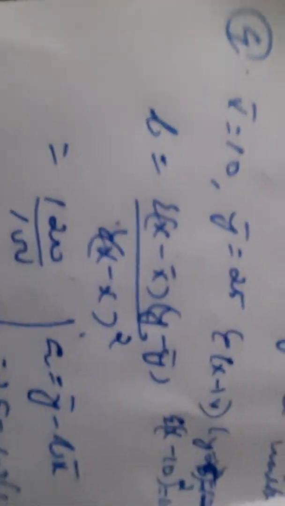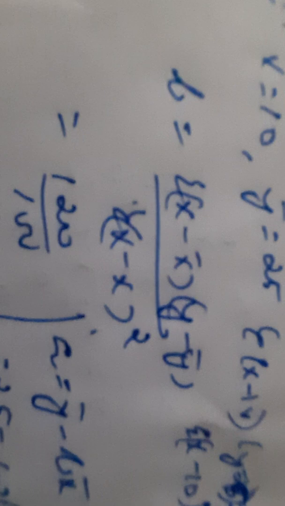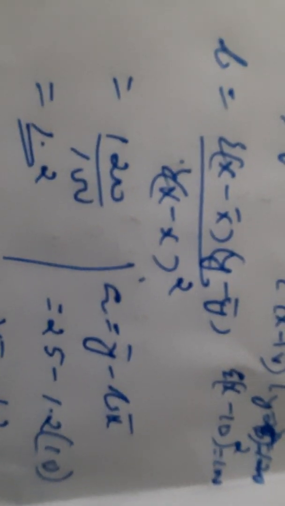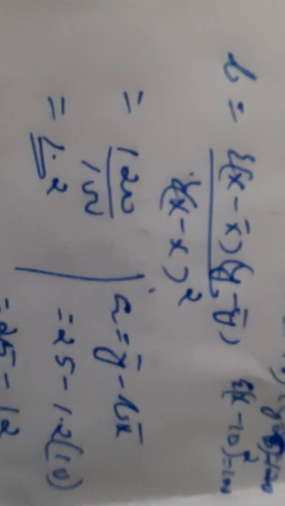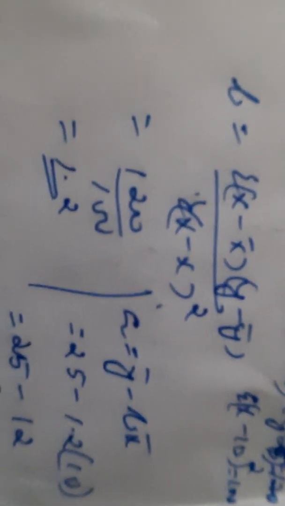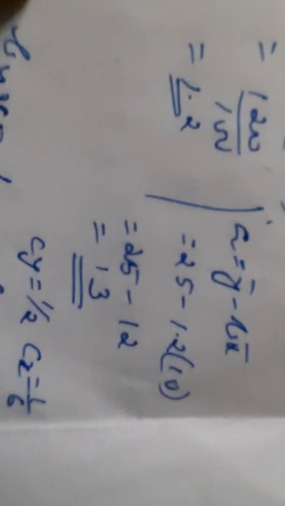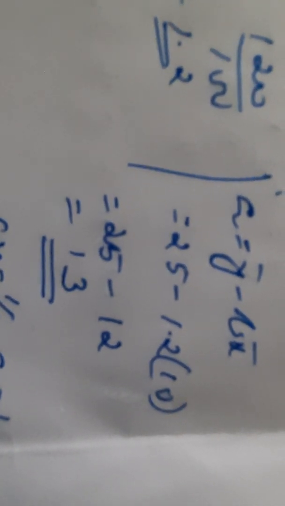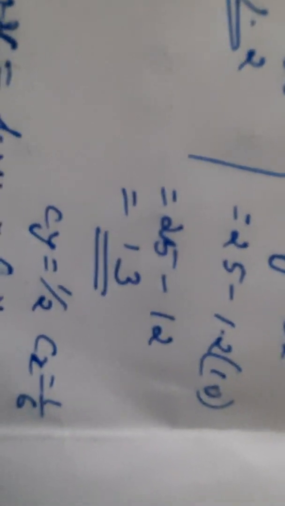So b is equal to sigma x minus x bar and y minus y bar upon sigma x minus x bar the whole square. Okay, and that is equal to 120 upon 100, which is 1.2. So we got b as 1.2. Now a is equal to y bar minus b x bar. That is 25, which is y bar, minus b, which is 1.2, into x bar, which is 10. So 25 minus 12, which is 13. So we get the answer as 13. And so that is the answer for a and b in question number 9.